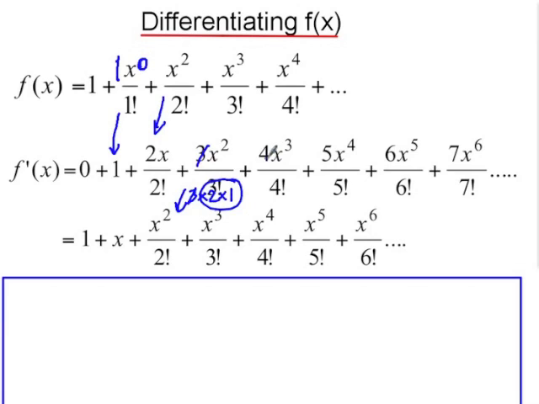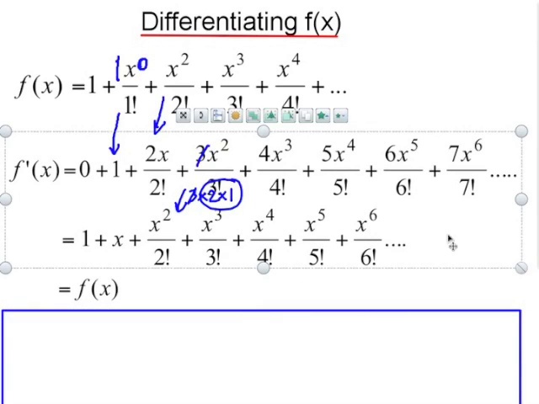And similarly, if we cancel the 4's, 4 factorial is 4 times 3 times 2 times 1. So if we cancel the 4, that's 3 times 2 times 1, or 3 factorial. So now this is x cubed over 3 factorial. 5x to the 4 over 5 factorial simplifies to x to the power of 4 over 4 factorial. Now look at this series and compare it with f of x.